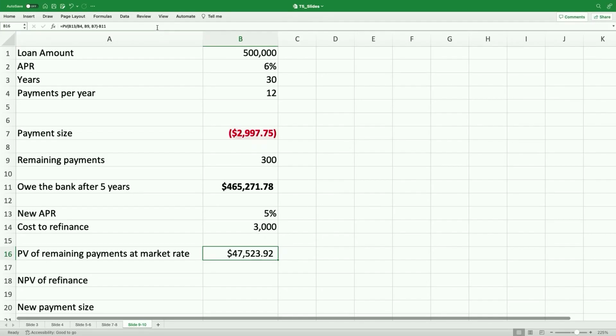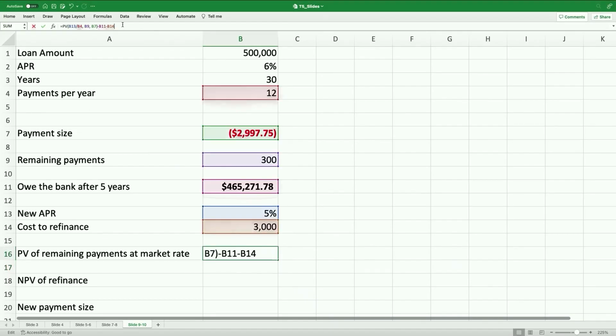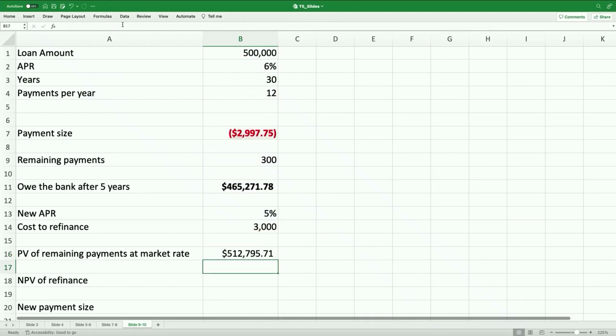What's the cost of switching? It's that $3,000. So the PV of the remaining payments at the market rate is $512,795.71. Therefore, the NPV of the refinance is the difference, the benefit of refinancing minus the cost, which gets us $44,523.92. Good.